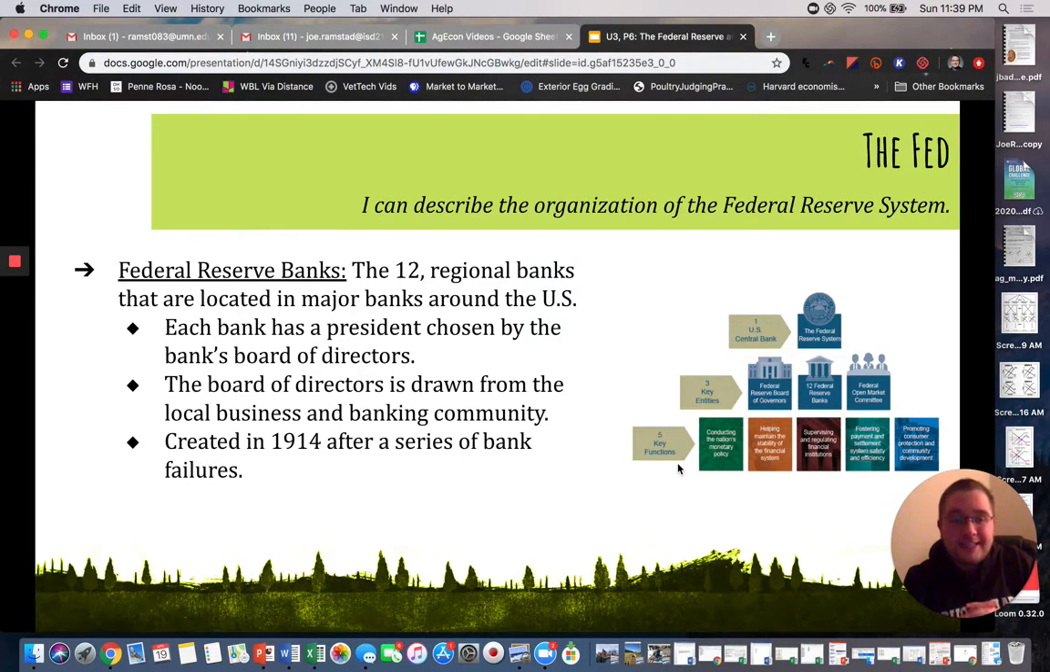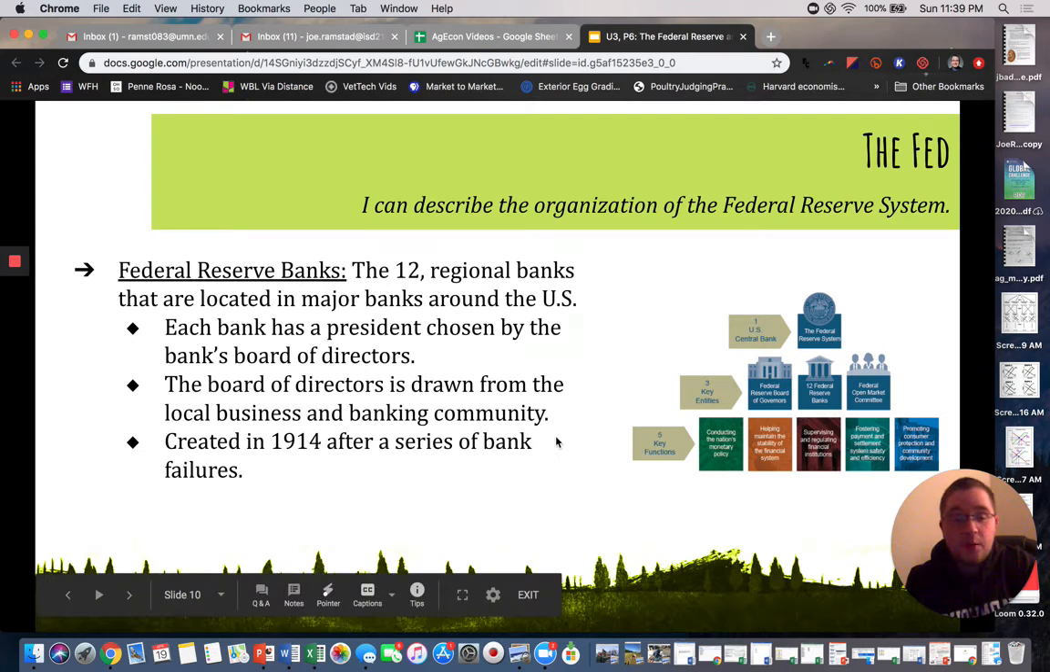But this president is responsible for working with the national Fed, the whole big Fed, the board, to discuss current economic trends or situations in their area. The board of directors is drawn from local businesses and the banking community. And the Federal Reserve Bank and the system was created in 1914 after a series of bank failures. So the Federal Reserve Bank essentially creates consistency and continuity in how banks operate around the United States of America.